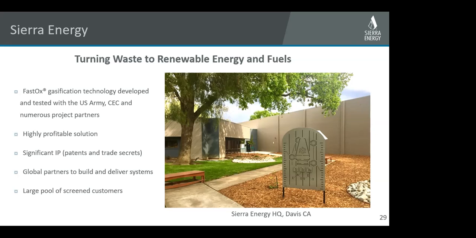One of the key reasons why we have spent so much time on this, and it has been a very long time, as we've gone through all the developments and proofs, is that the technology is profitable. And that's a really important thing for most of the people we're talking to. Yes, you can convert waste to something of value, but can you do it profitably? So our technology appears to be a profitable solution. We've developed significant IP as we've been developing this technology. We've picked up partners around the world that'll actually implement taking this technology and utilizing it in their communities.